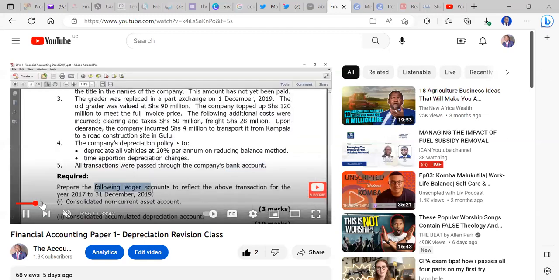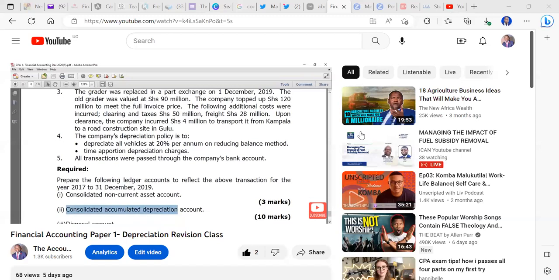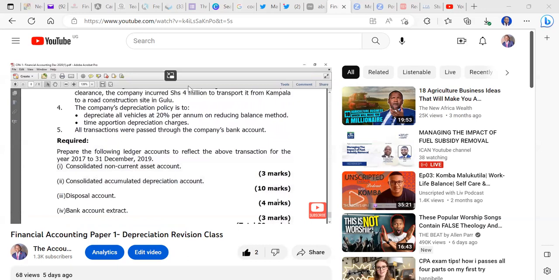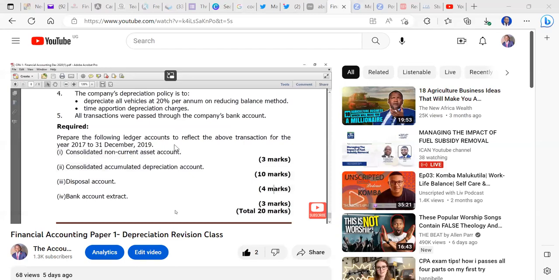Because I give you everything here. Even this has a disposal and so on. Okay, so you go through, and in case by the next class you totally don't understand what is there, then I'll be able to help. You can see there's a disposal account, there's also a bank account, as the same process that I've been talking about when it comes to the disposal here.